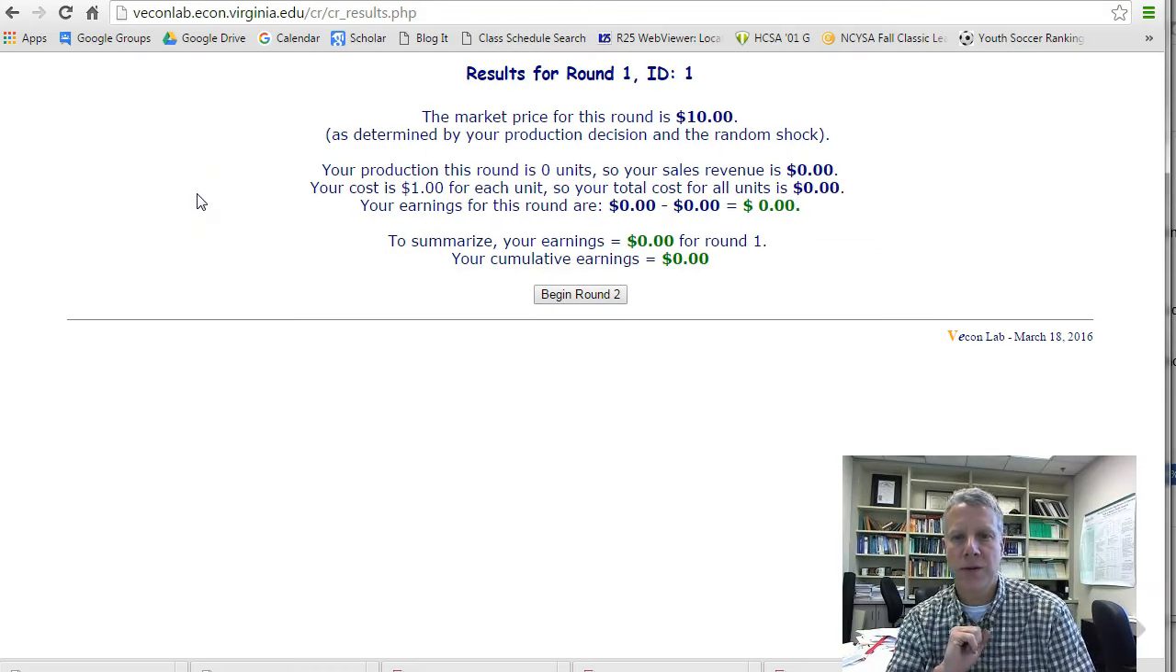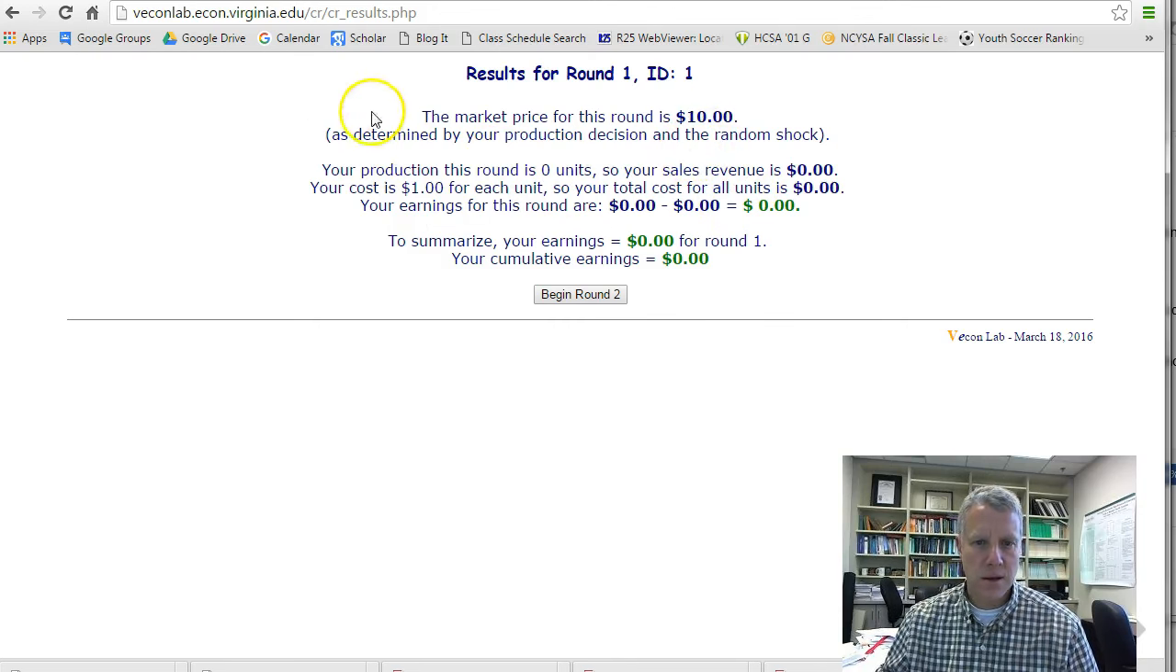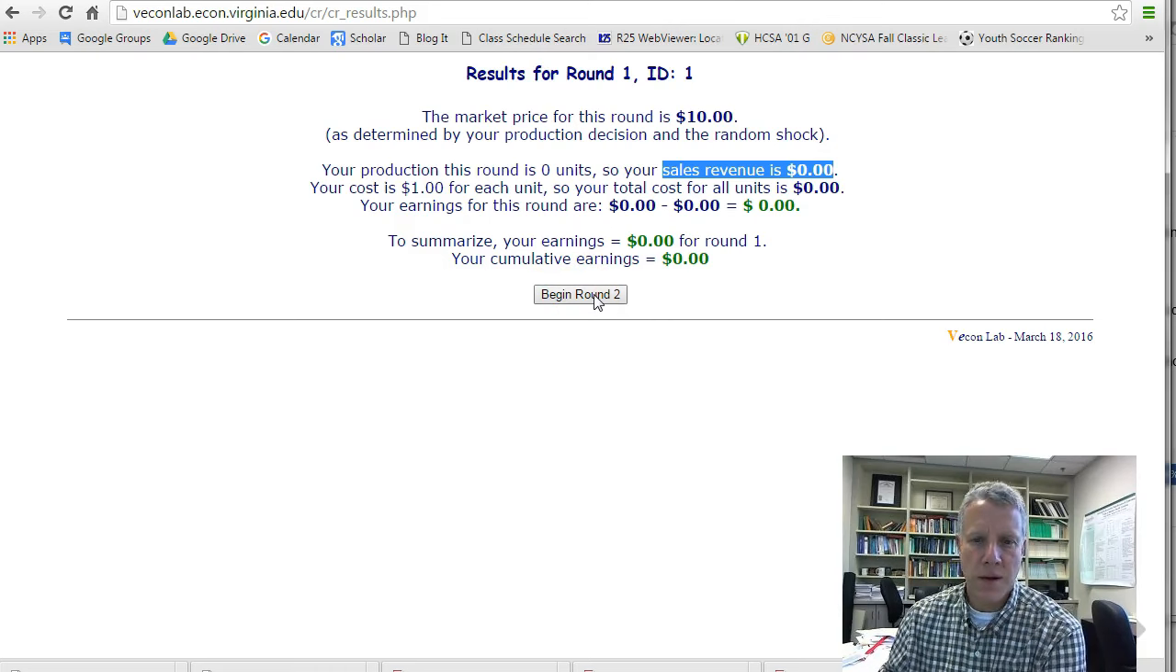Okay, so the market price for this round is $10, as determined by your production decision and the random shock. Your production this round is 0 units, so your sales revenue is $0. So if I choose to produce 0 units, I'm not going to make any money. Okay, to summarize, your earnings are equal to $0 for round 1. My cumulative earnings are $0. So I'm going to close this out and click begin round 2 and start playing for myself.